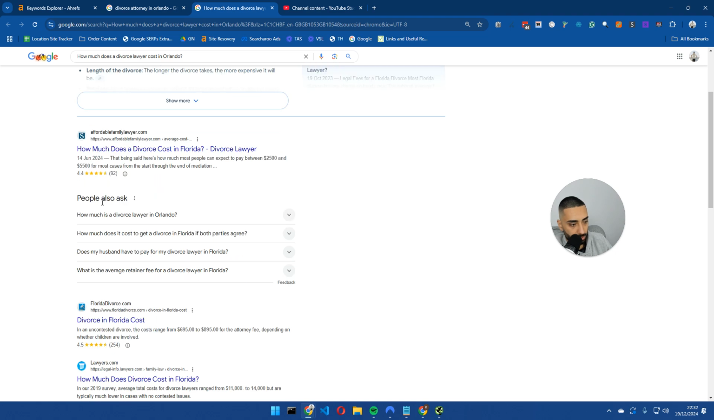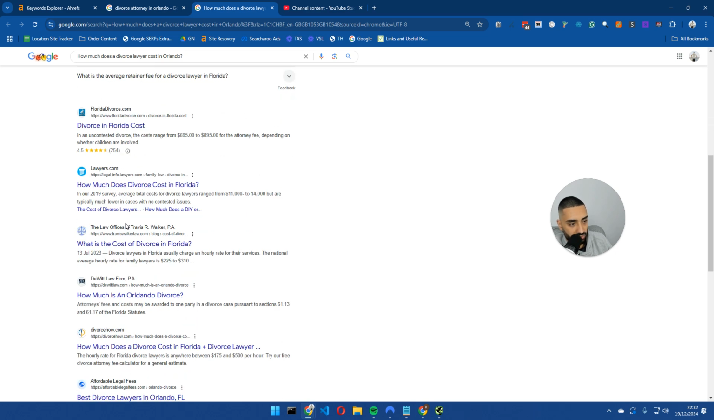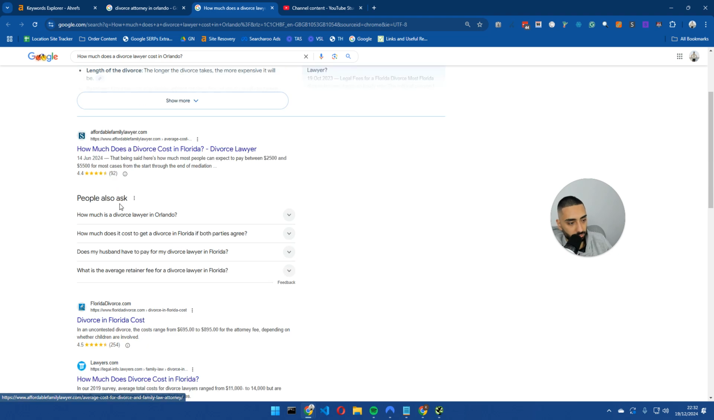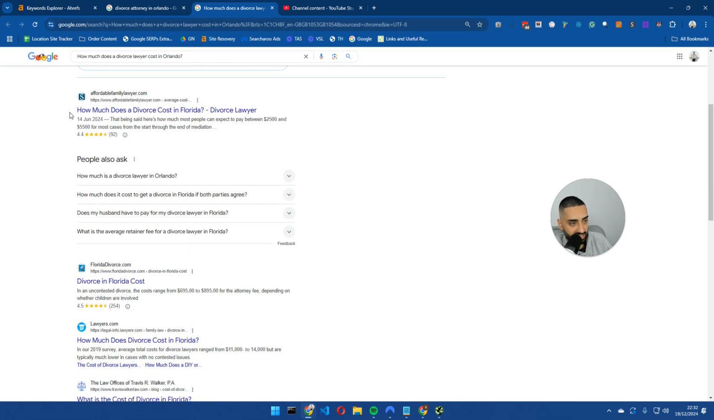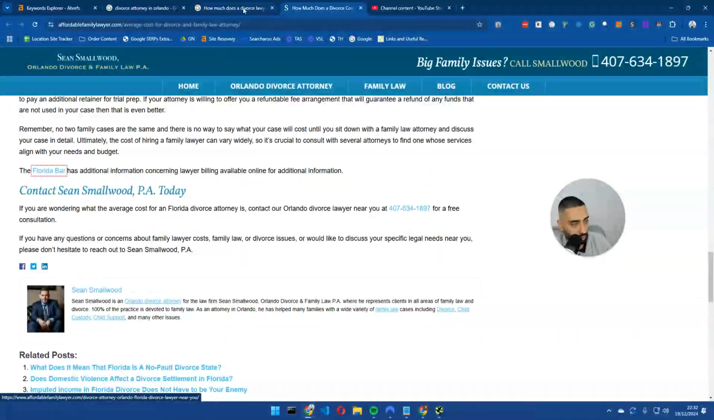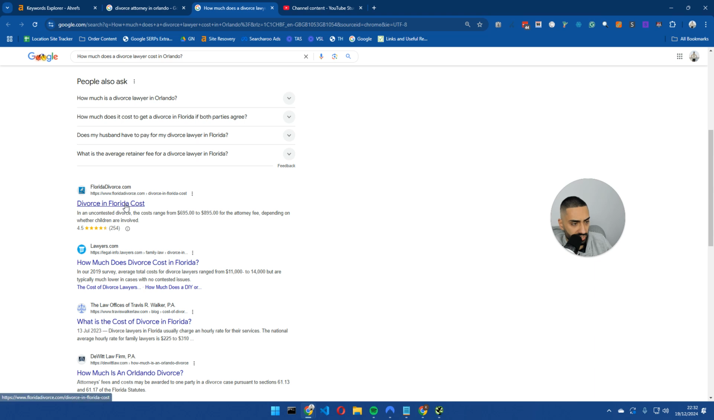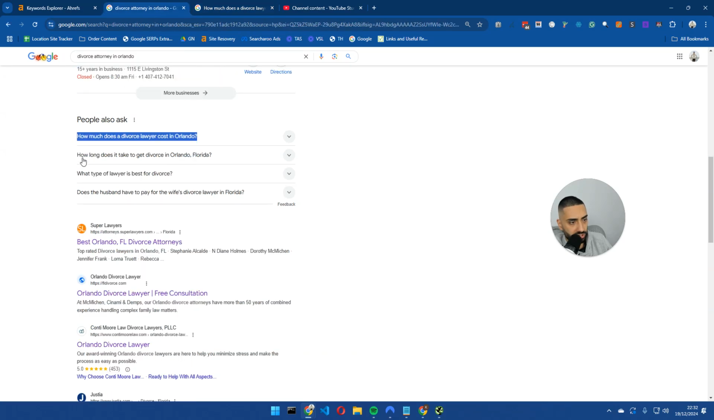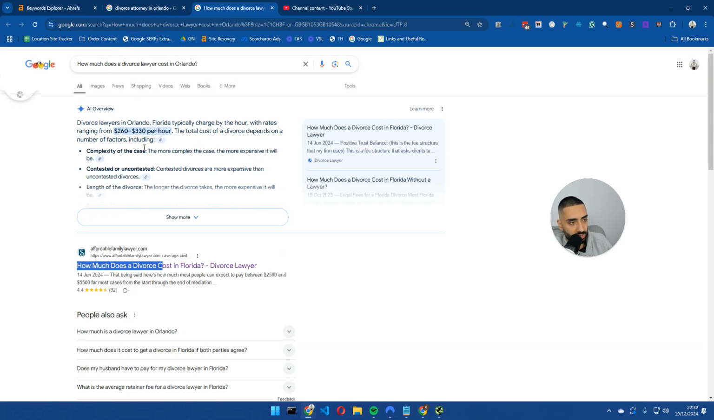So, for example, if we take a look at some of these actual law firms, they're obviously in Florida and they have got a dedicated article on how much does a divorce cost in Florida. And it's just a full-on detailed blog article. And as we go through here, in a lot of cases, what you want to be doing when you are looking at any of these people also ask questions is trying to figure out if it deserves its own page.